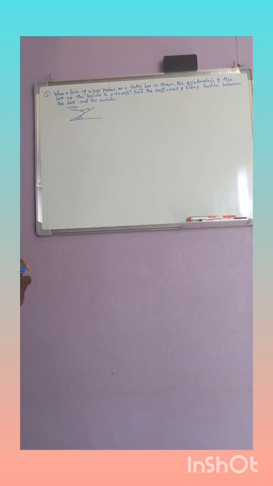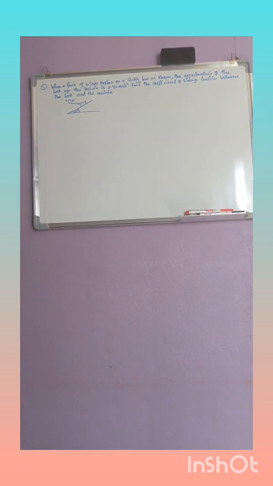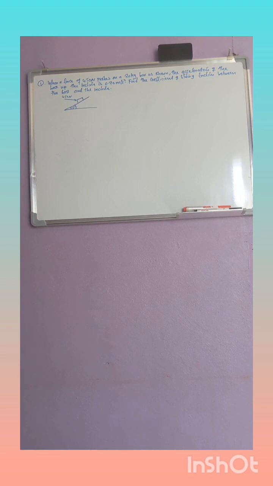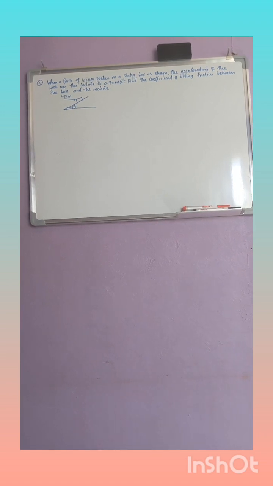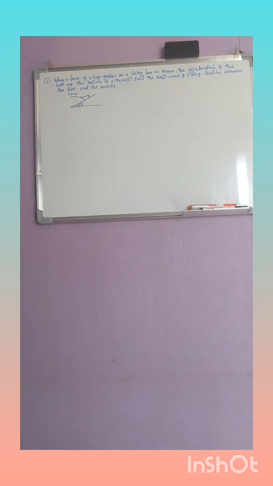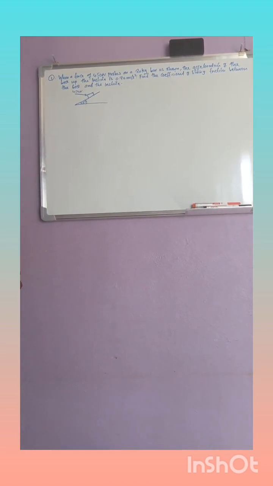So to do so, we're going to solve a question, and the question reads: when a force of 450 newtons pushes on a 20 kg box, as shown below, the acceleration of the box up the incline is 0.70 meters per second squared. Find the coefficient of sliding friction between the box and the incline.